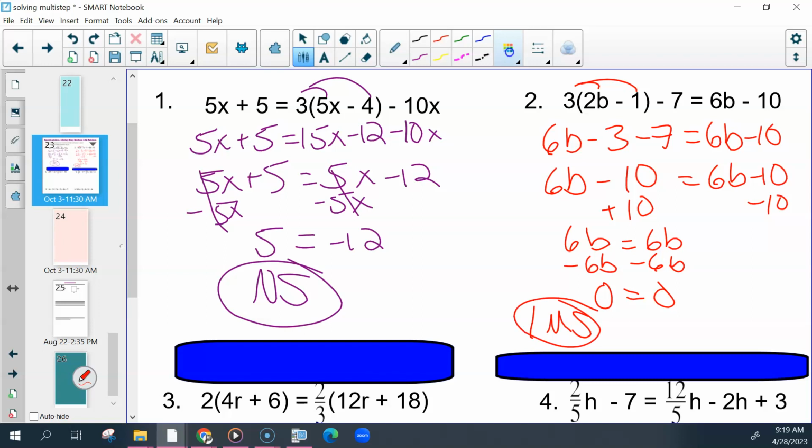If we had gotten rid of the 6b's instead, we'd have negative 10 equals negative 10, which is also a true statement. If you get to this point and you see these are the same, the 5x's, but the 5 and the negative 12 are not, you could stop there and say that's no solution. If you get to this point and see that these are literally the same, you could stop there and say infinitely many. Questions on those? Look at the remaining questions on this page. Any of those you want to see, do, go over, and review?